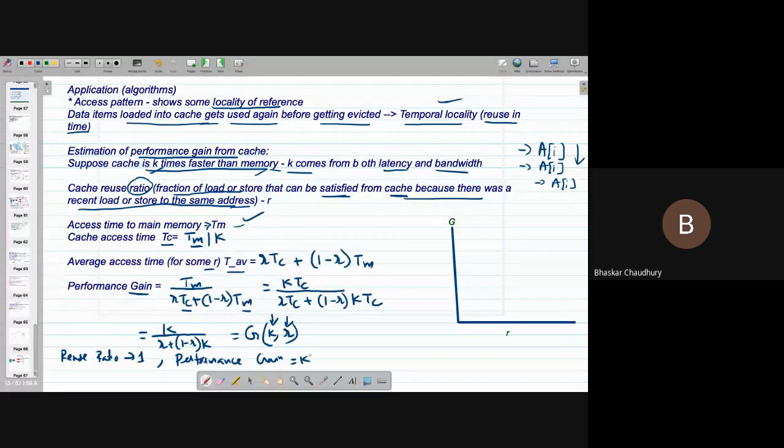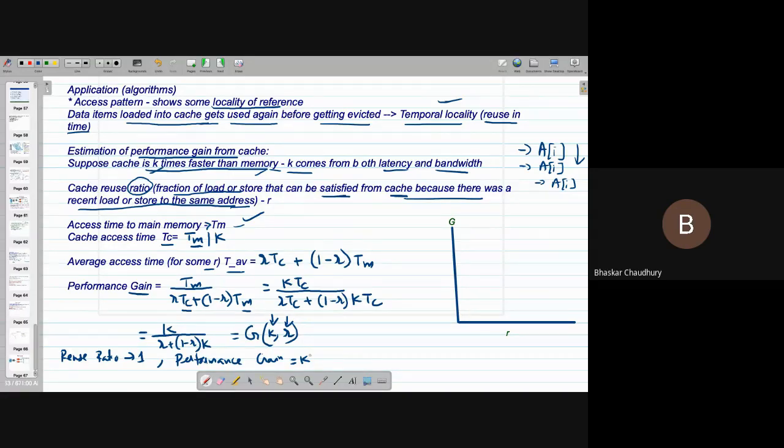A programmer can design a code where he or she can improve the reuse ratio R. If you are really working with a very high reuse ratio that is close to 1, then you are going to extract a performance gain of K from your cache, because your cache is K times faster. So now we can understand the importance of each level of memory. If they are really K times faster, then I have to optimize my code in such a way that I can get that K times from the cache.